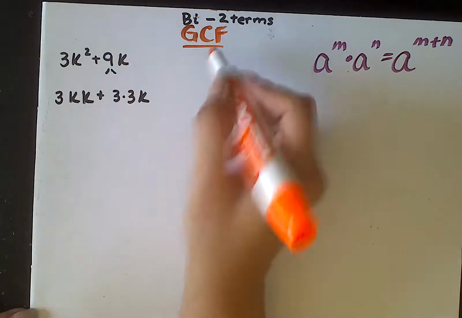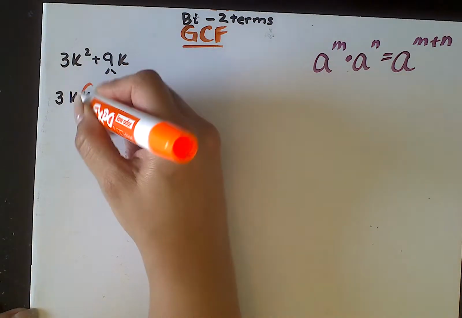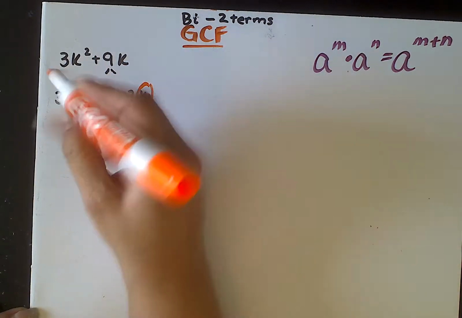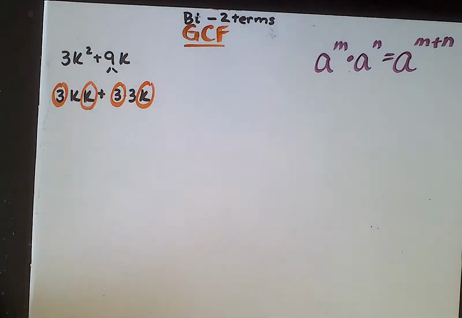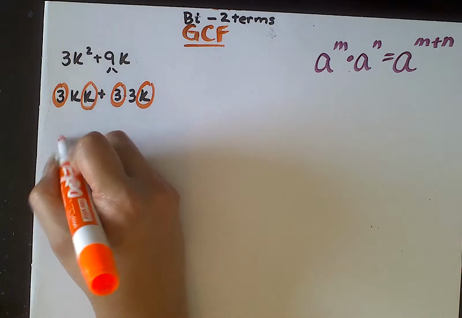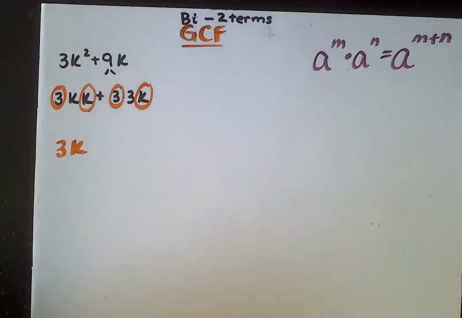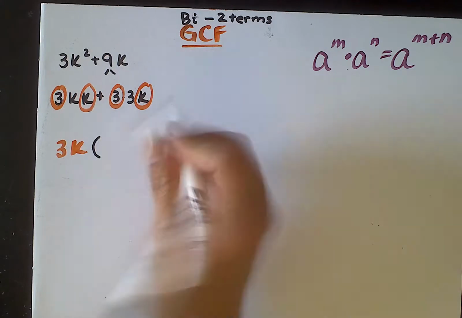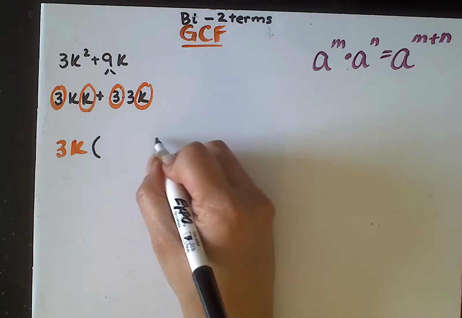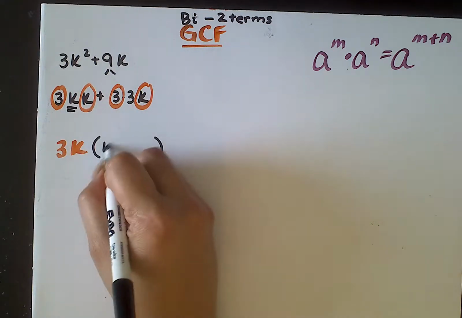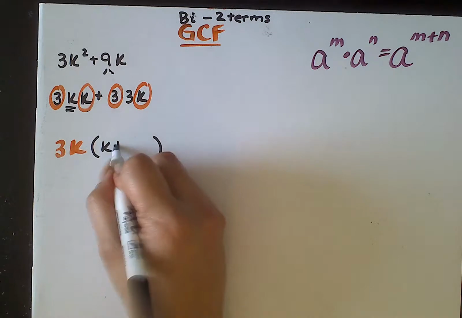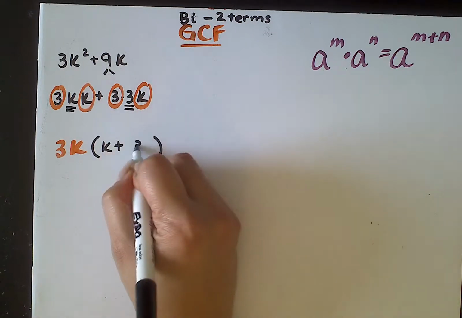We're going to circle our GCF. They both have a k in common. And hey, they also have a 3 in common. So that means my GCF should be 3k. All right. Now, because I have a binomial, that means I should have 2 terms inside of my parentheses. My first term will be k plus 3.